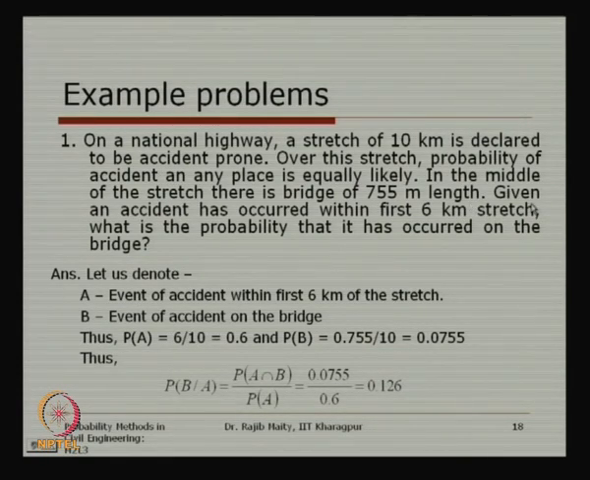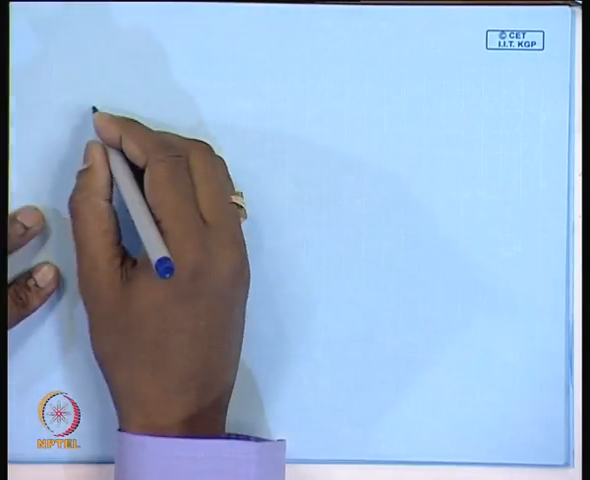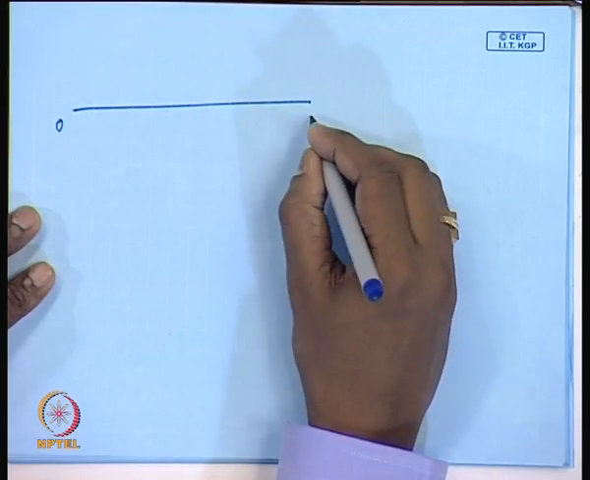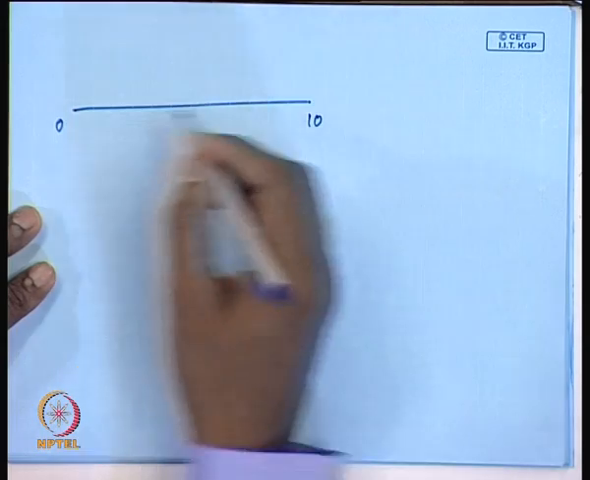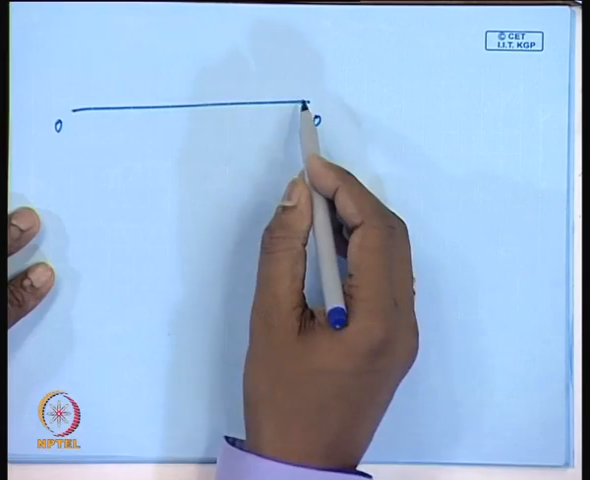Now given an accident has occurred within the first 6 km stretch, what is the probability that it has occurred on the bridge? Now this is interesting in the sense that my total stretch is this, starting from 0 to 10 km. Now I say that this is equally likely accident prone area.